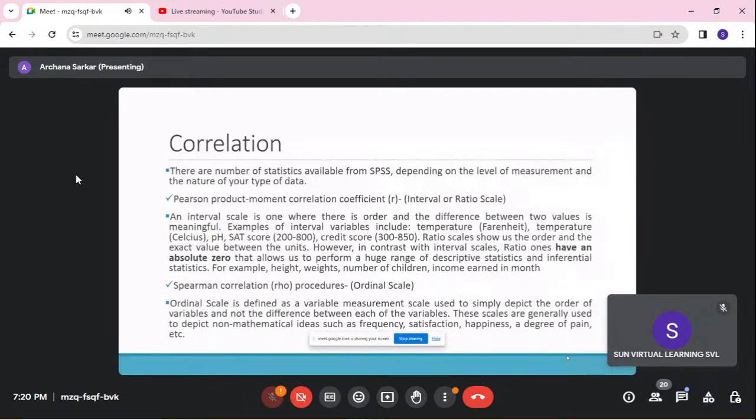An interval scale is one where there is an order and the difference between two values is meaningful. So this is what we have already seen yesterday. However, in contrast to interval, ratio has an absolute zero that allows us to perform a huge range of descriptive and inferential statistics. Whereas the Spearman correlation, indicated by rho, uses ordinal scales, and ordinal scale means it has an order.